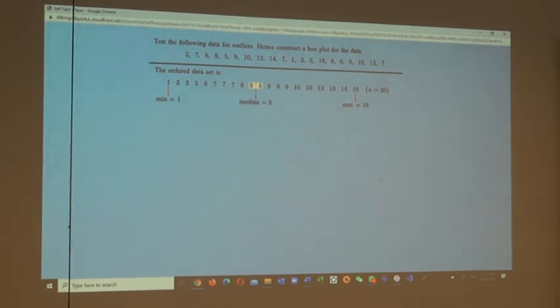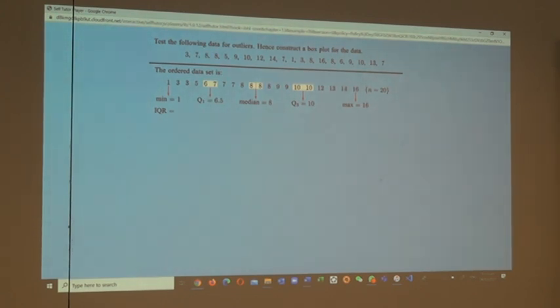Each half of the data has 10 values, so the quartiles are the average of the 5th and 6th values in each half. The lower quartile is 6.5, and the upper quartile is 10. To test for outliers, we first calculate the interquartile range, which is the difference between the upper and lower quartiles.